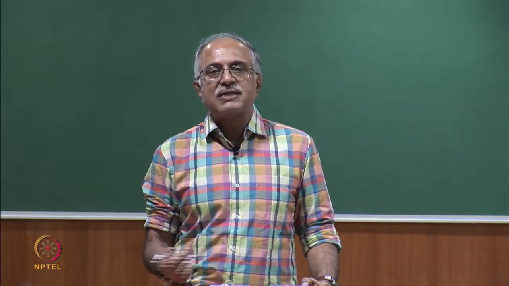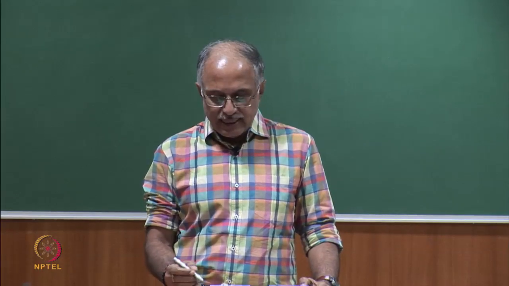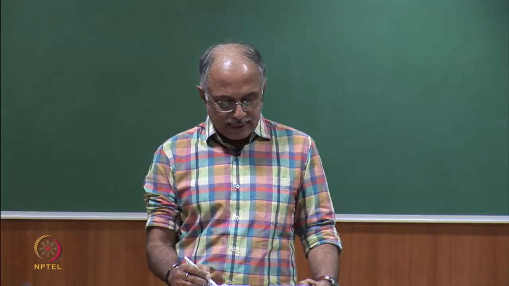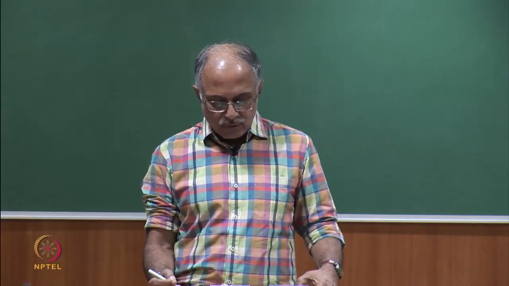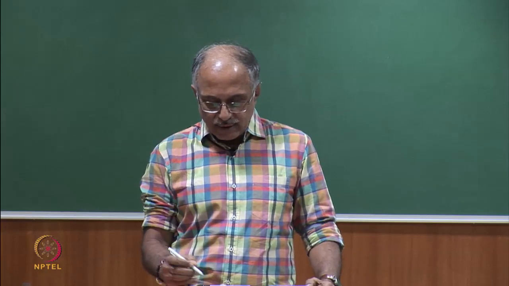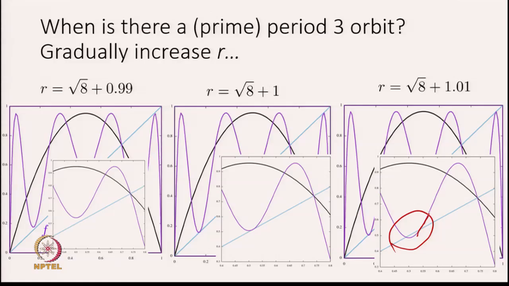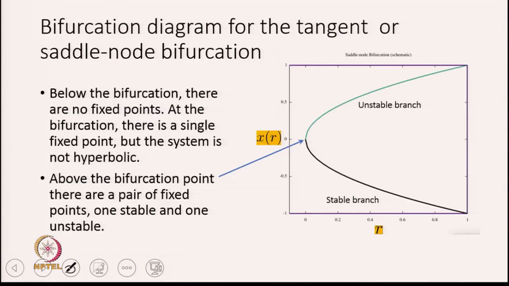Now, one of the interesting things about this particular bifurcation is that when these points are created, as you can see, at this point the slope of the map is more than 1, so this point is going to be unstable. At this point the slope of the map is less than 1, so this particular fixed point is stable. And this is a characteristic of the so-called tangent or saddle node bifurcation, that below the bifurcation there are no fixed points.